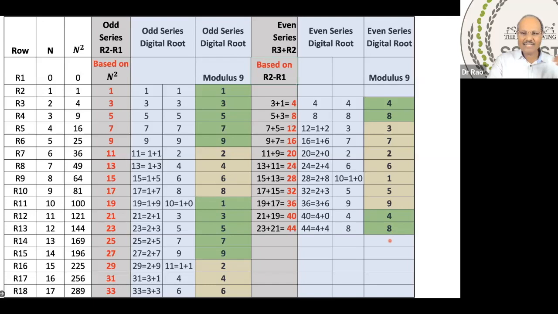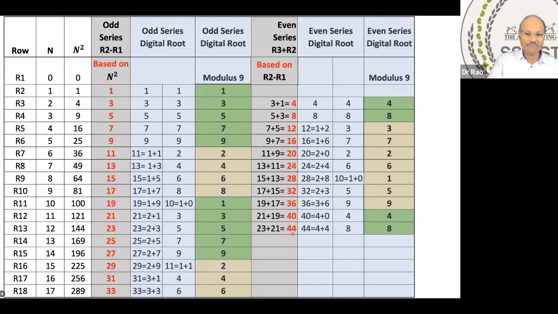Then 4, 8. So they stop it here because there is no point of going on and on because it is a repeating cycle. So this is very, very important for us to understand that this repeating cycle is the reason why this odd series stops at 33 and even series stops at 44.